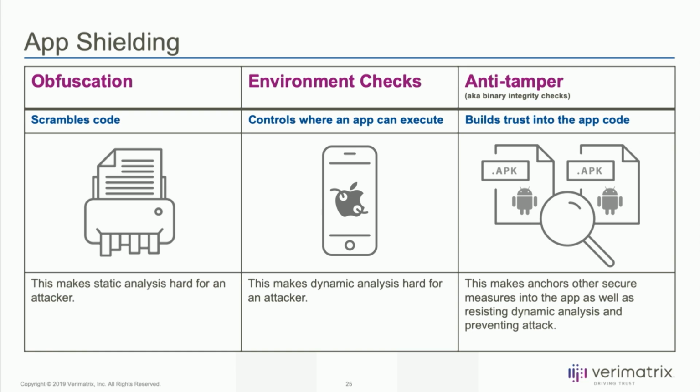It's a technology that's known as application shielding, and it consists of these three components. The obfuscation to make it hard to static analyze, the environmental checks to make sure you can trust the environment the code's running in, and the anti-tamper to make sure the code is running as you intended. In effect, building trust into your own code.